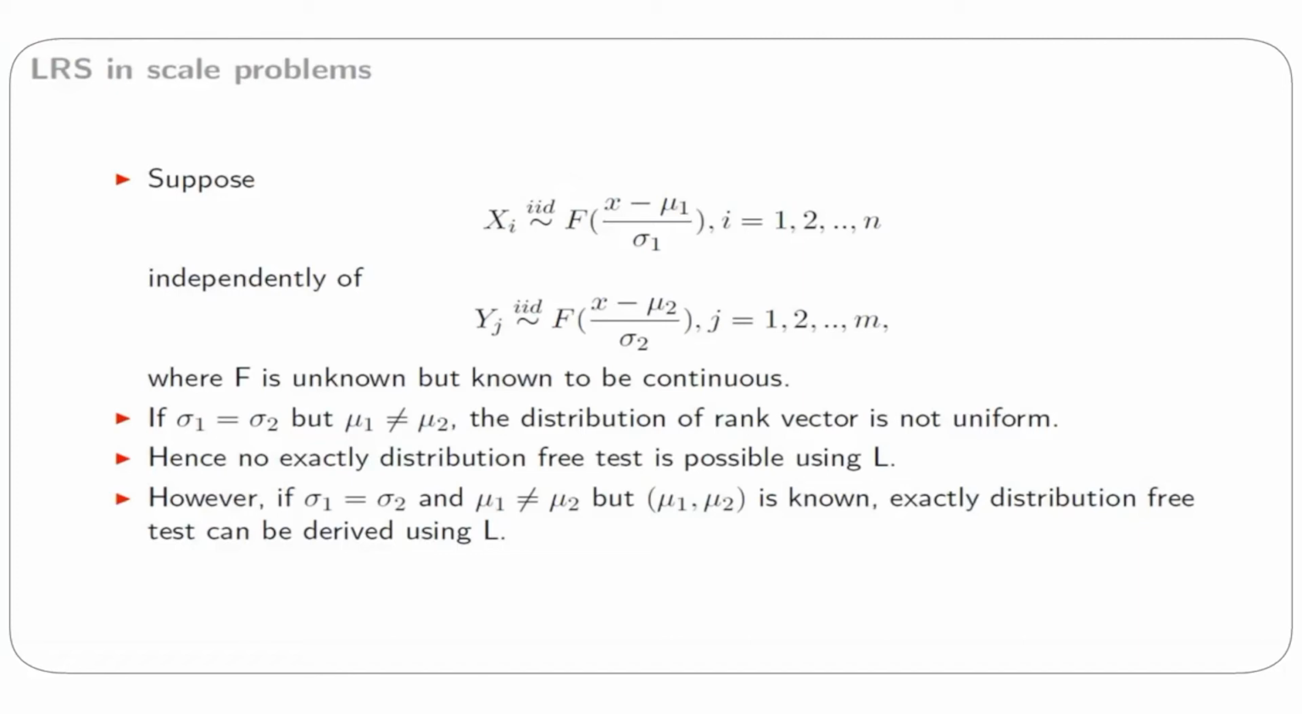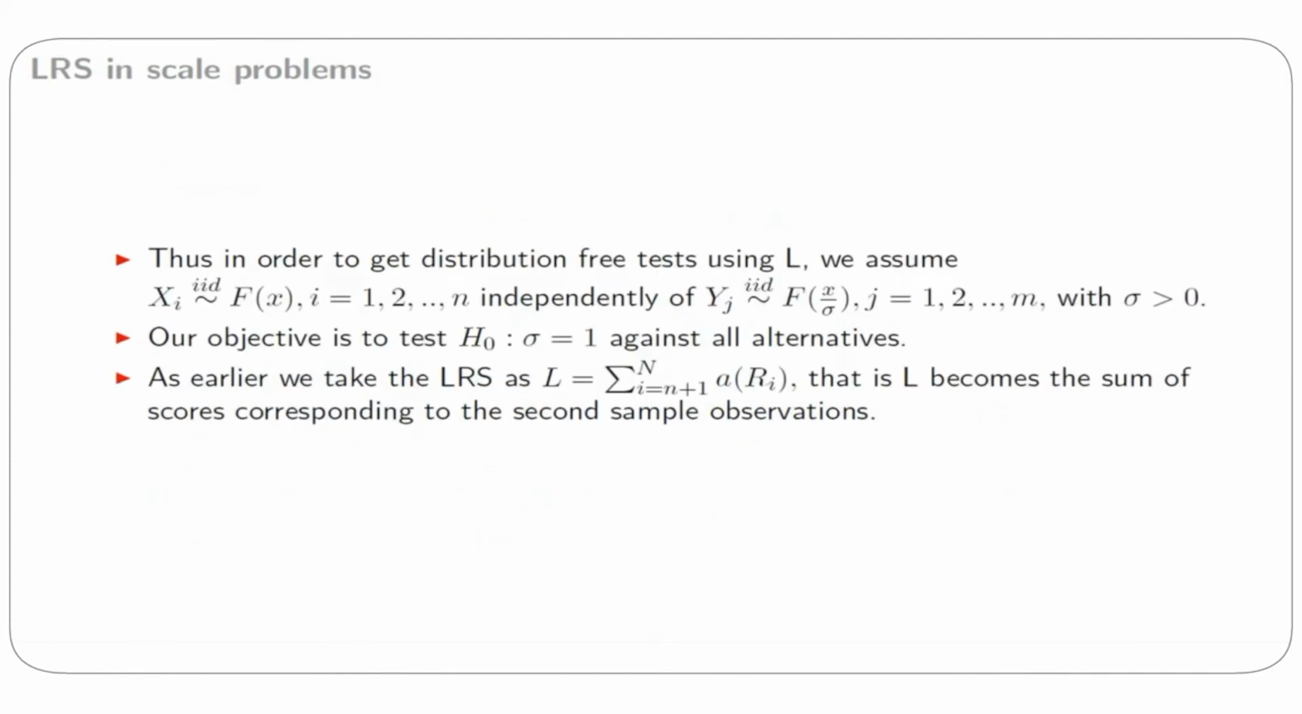We shall discuss linear rank statistics in scale problems. Suppose we have IID observations X_i from some distribution F((x minus mu1)/sigma1), i from 1 to small n, independently of Y_j, which are IID observations from a population F((x minus mu2)/sigma2), where F is unknown but known to be continuous. If sigma1 equals sigma2 but mu1 not equal to mu2, the distribution of the rank vector is not uniform. Hence, no exactly distribution free statistic or test is possible using L. However, if sigma1 equals sigma2 and mu1 not equal to mu2 but mu1 minus mu2 is known, an exactly distribution free test can be derived using L.